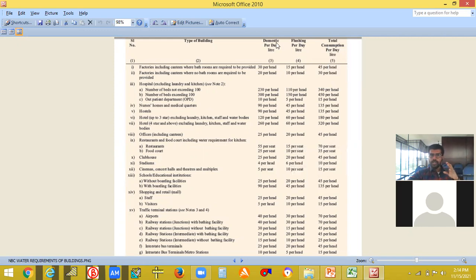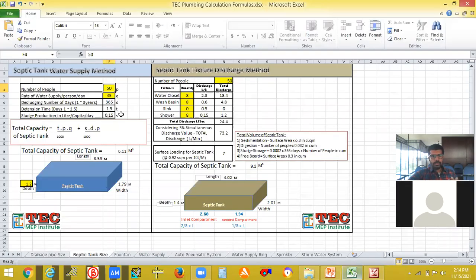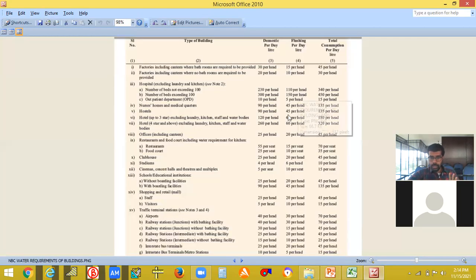So when you look into the NBC, you have to take only this flushing. How many liters per head is given here, because that much only will be coming to the septic tank. If you are taking, for example, hostels, the rate of water supply per person per day will be 45, because it is 45 here. You can see here, 45.